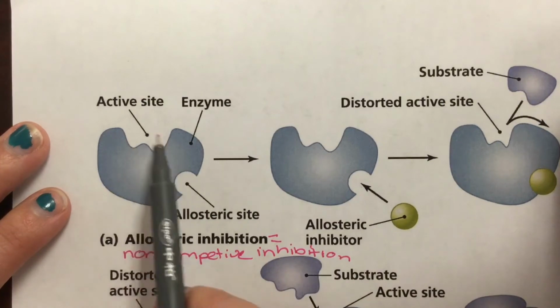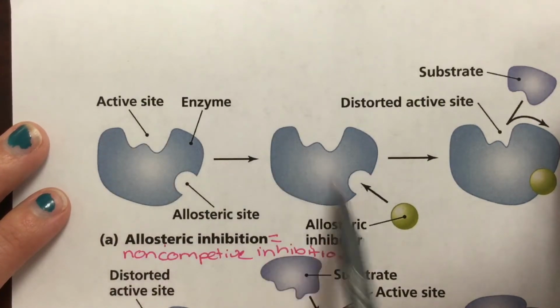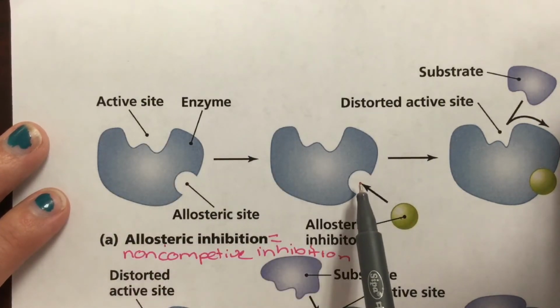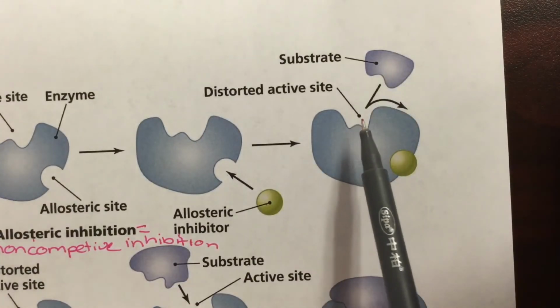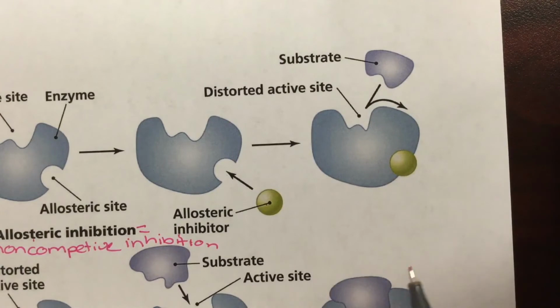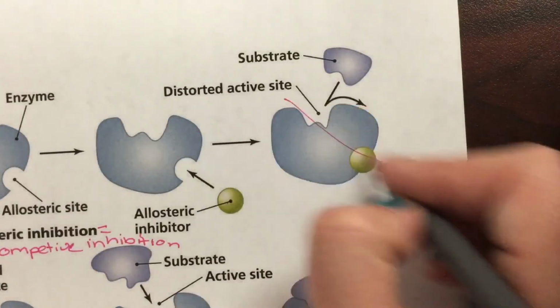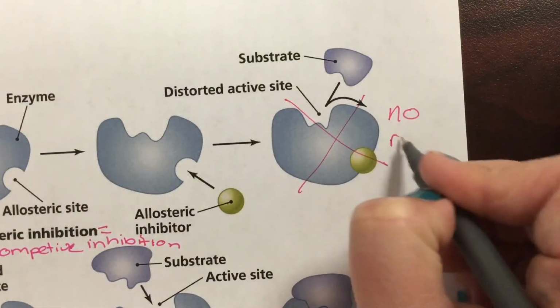But you can see there's my active site, there's my allosteric site. My allosteric inhibitor binds to that. It makes my enzyme change its shape so the substrate can no longer bind, no reaction can occur. Okay, so there's no reaction happening.